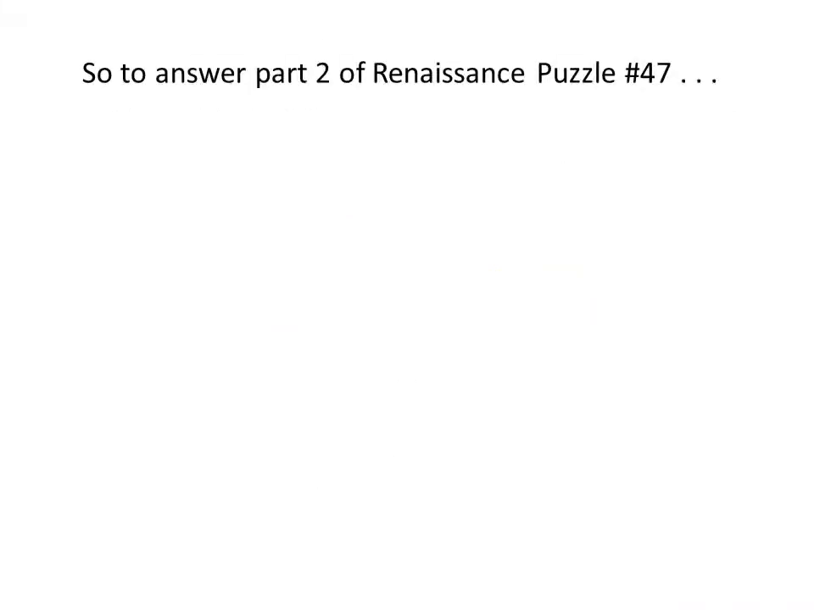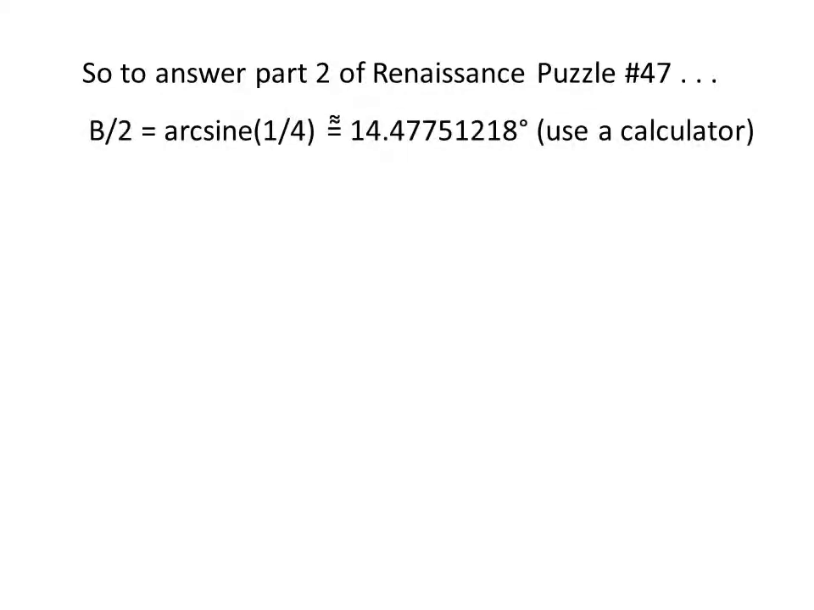So to answer part 2 of Renaissance puzzle number 47, B divided by 2 is equal to the arcsine of 1/4, which equals approximately 14.4775. So B then is equal to 2 times the arcsine of 1/4, which equals approximately 28.96.